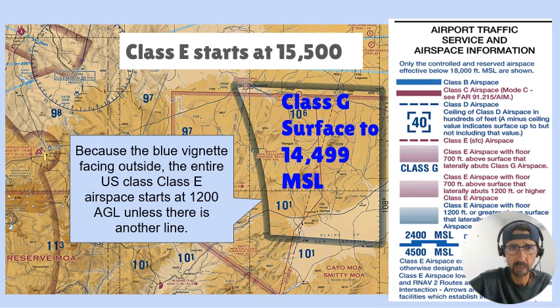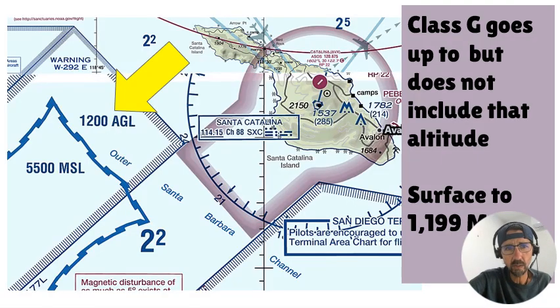So that's Class E airspace. This is very rare. You don't see this very often. Very, very rare. Where else do we see this? Class G airspace goes up to, but does not include that altitude, from the surface to 1,199. So we have 1,200 feet. Basically, it goes up to that altitude, and then it's Class E airspace above that. Why is that the case? That's because we need that area off the coastline to be protected. We really want to know who's flying in and out of there, so that needs to be Class Echo airspace in order to identify the aircraft.